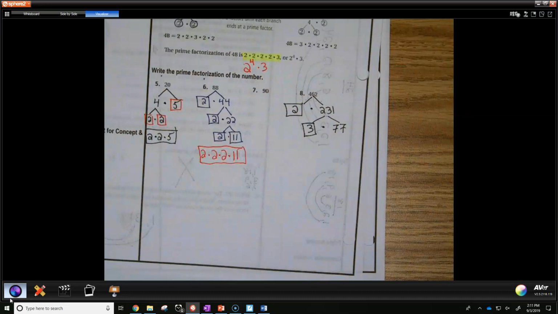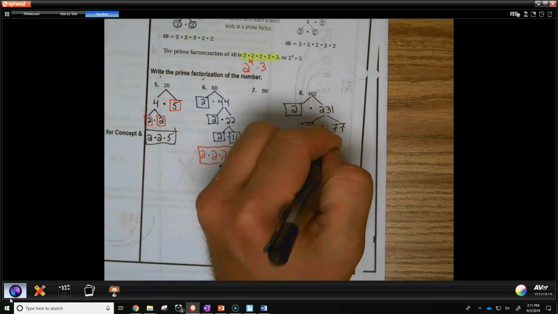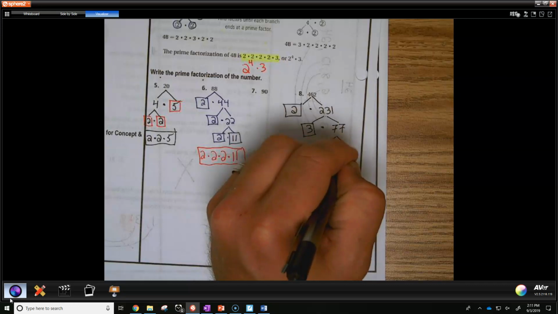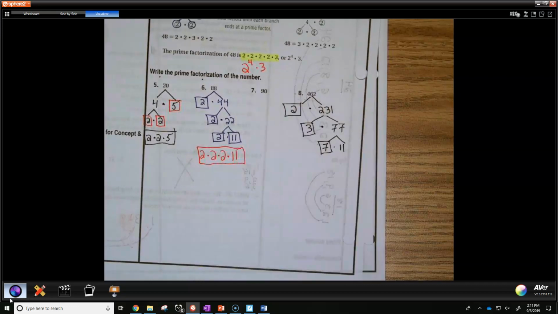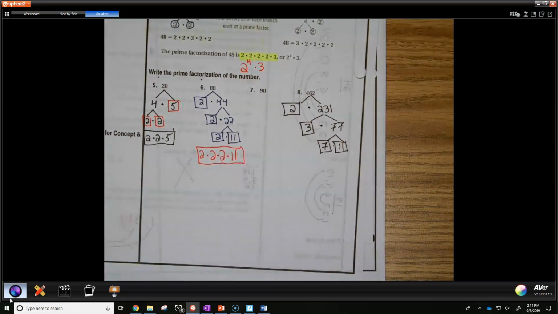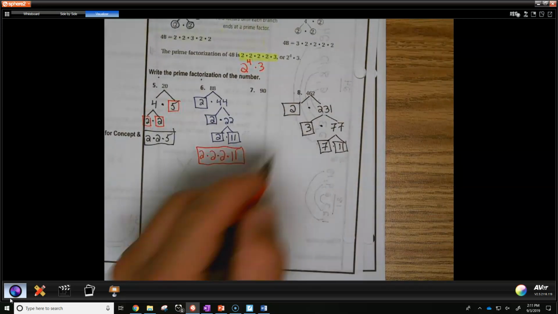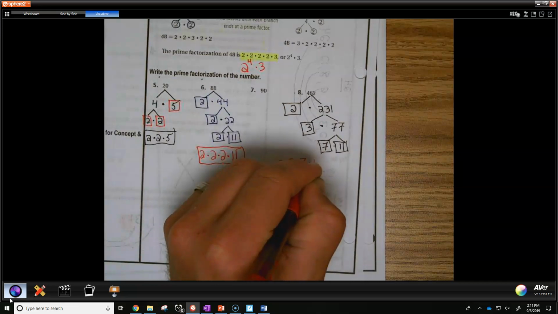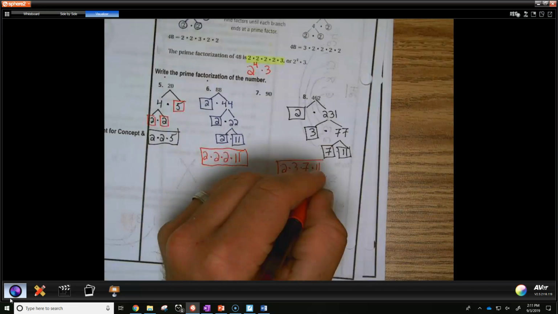77, is it prime or composite? What could I do for 77, Sarah? Divide it by either 11 or 7, so just break it up into 11 times 7. And 7 is prime. 11 is prime. Which means my final answer is 2 times 3 times 7 times 11.